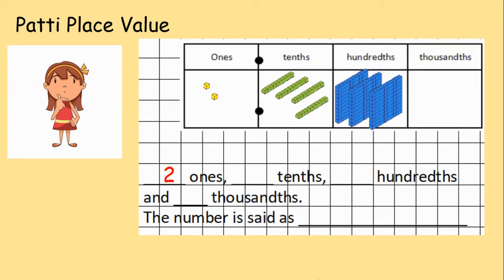I can see that there are 2 ones, 4 tenths, and 3 hundredths. There are no thousandths. Therefore, the number is said as 2.43. Remember, you would not write the 0 to represent 0 thousandths.